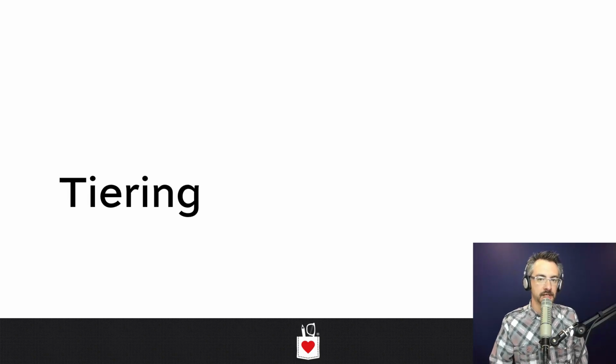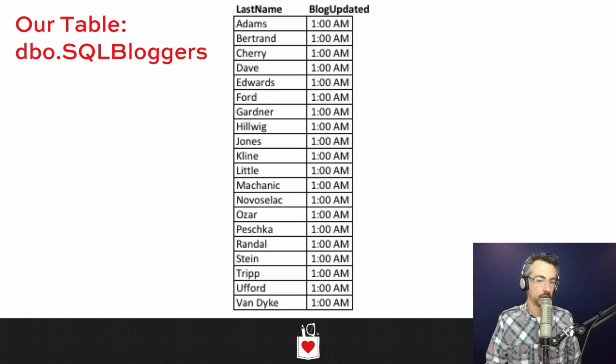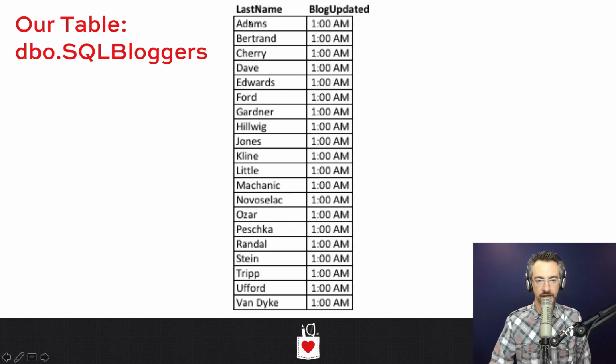In order to explain tiering, I'm going to use a really simple table. I'm going to say that I have a bloggers table in SQL Server. It only has 2 fields in it. It's got the list of a bunch of bloggers in the SQL Server community, all the way from Mr. Adams down to Mr. Van Dyke, who recently got hired by Microsoft and stopped blogging, as is the case with everyone who goes to work for Microsoft.